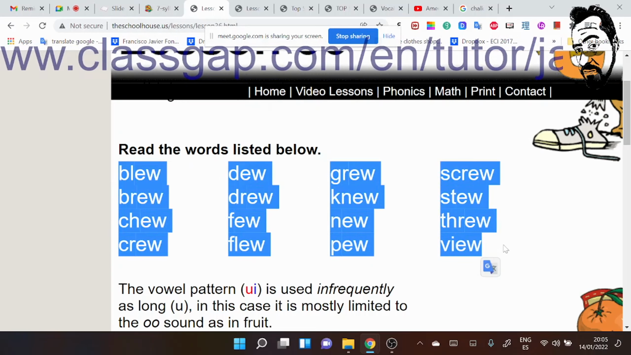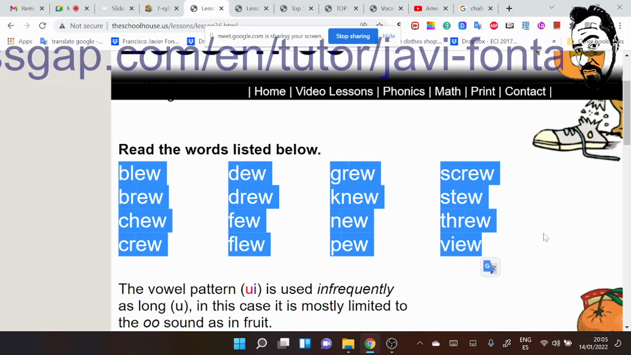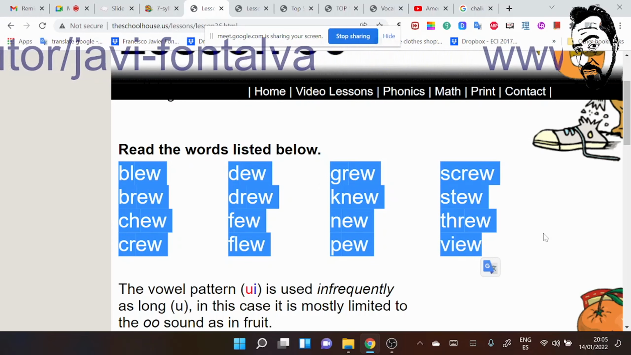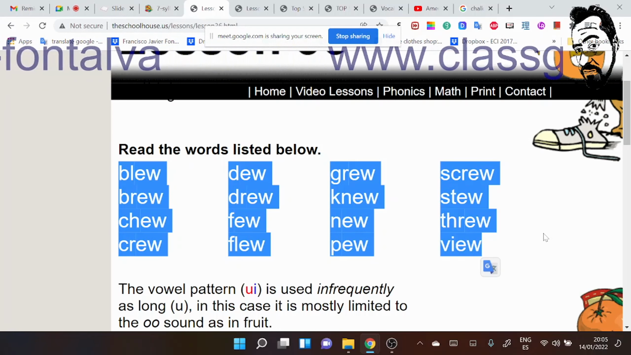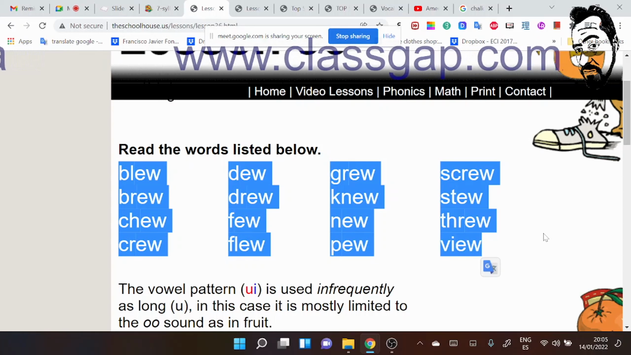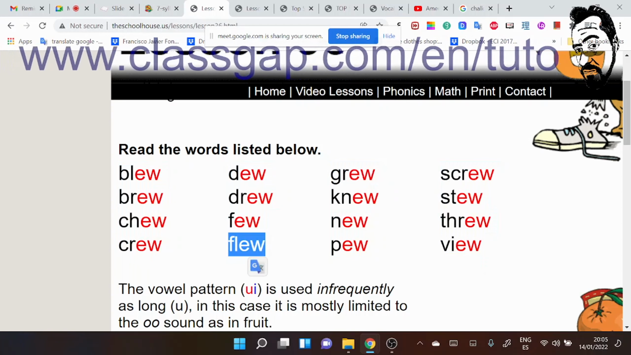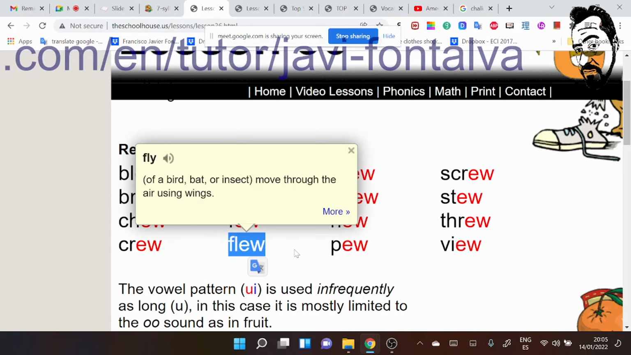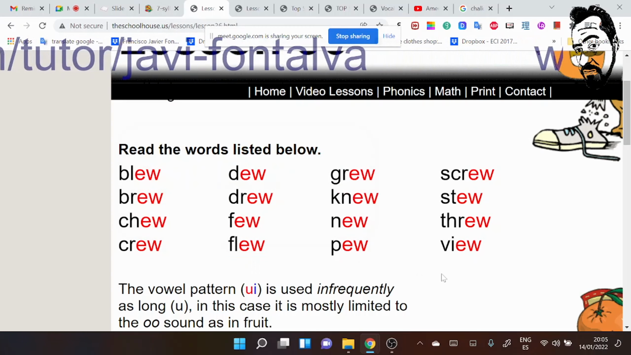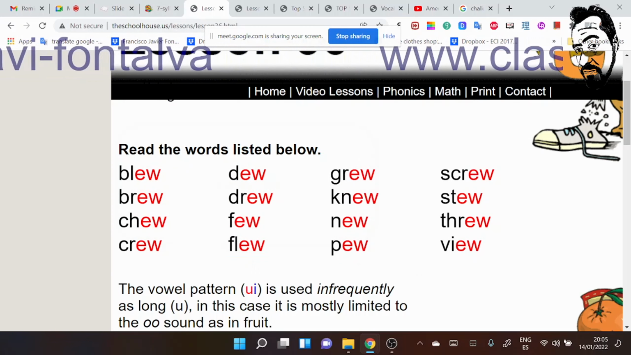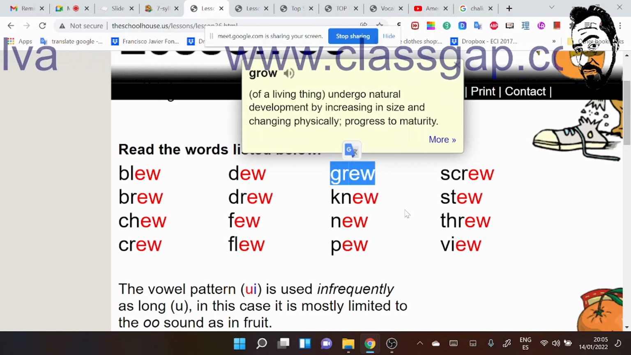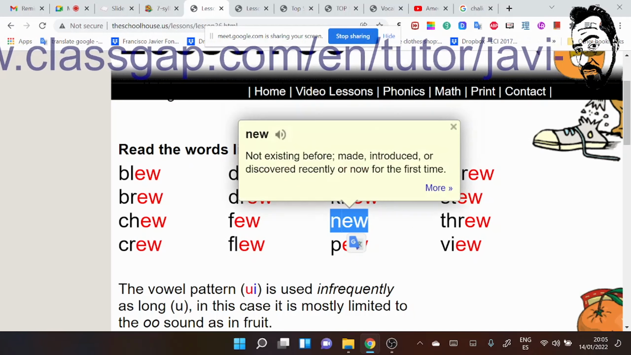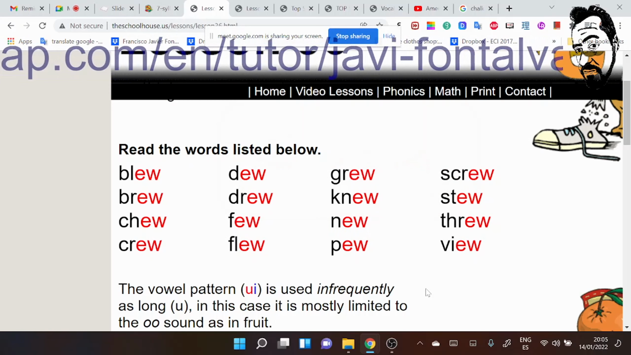Okay, can you read all of this? Yeah. Blue. Shoe. Crew. You. Real. View. Flew is fly, flew, past. Yeah. You know? The bird flew. Flew. Grew. So grow, present, grew, past. In the past, yeah. New. Yeah, same pronunciation. That's right.